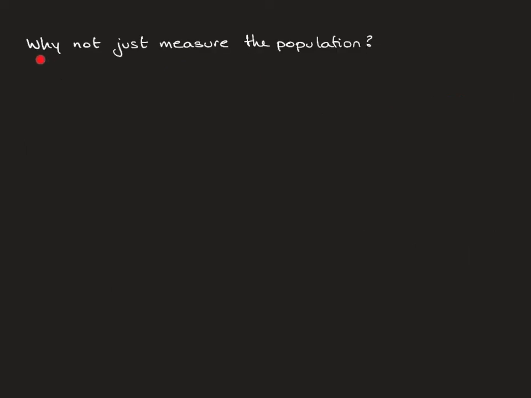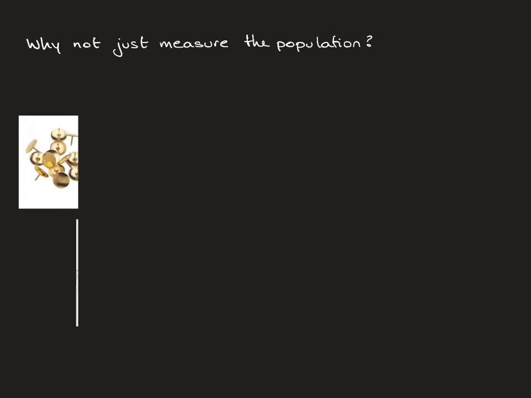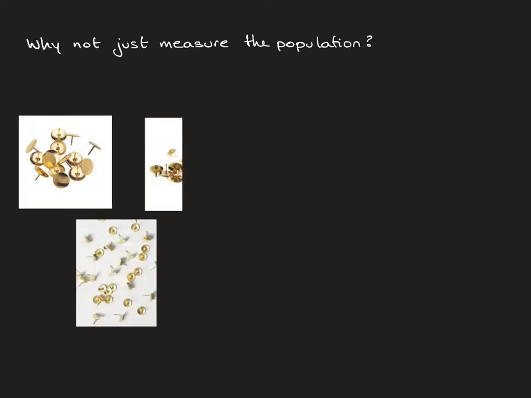So I guess the obvious question is, why not just measure the population? Why go to this hassle of selecting a sample, finding some measurements, and then trying to guess what the answer is for the population? Well, the reason for that is simple. Not everything in life is easy to predict. Have a look at these thumbtacks.